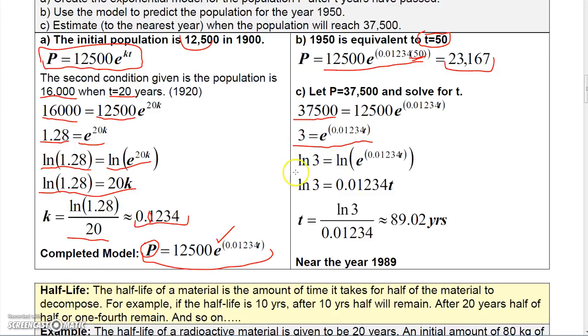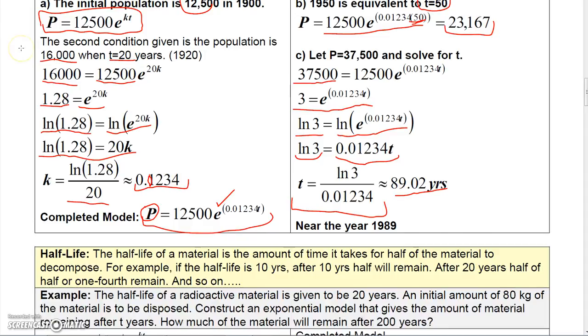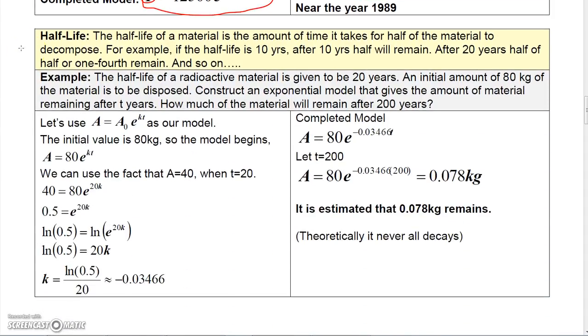Well, now I can take the natural log of both sides. So I get natural log of 3 equals natural log of e to this power. And the natural log of e to that power is just that power, 0.01234 T. And then to solve for T, just divide natural log of 3 by 0.01234. And I get 89.02 years. And so near the year 1989 is when I would expect the population to grow to 37,500.